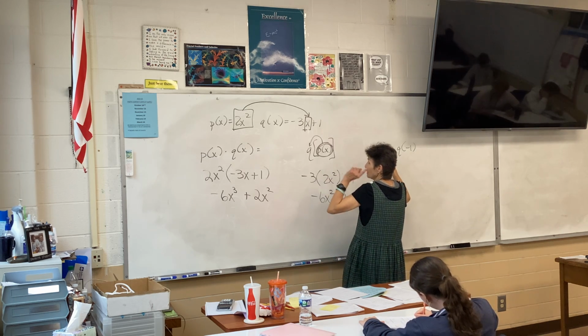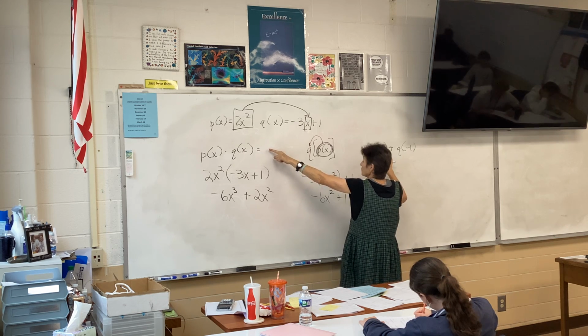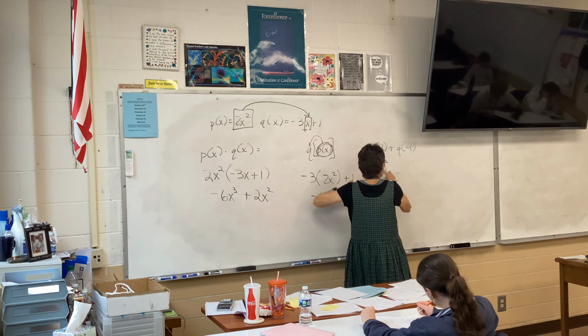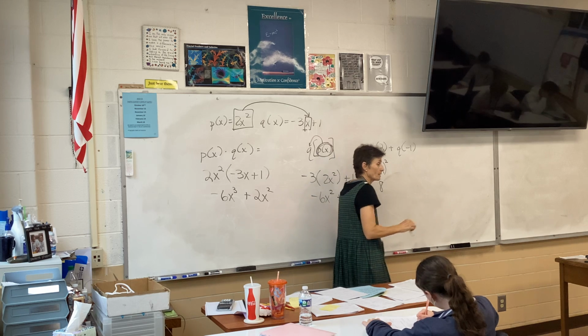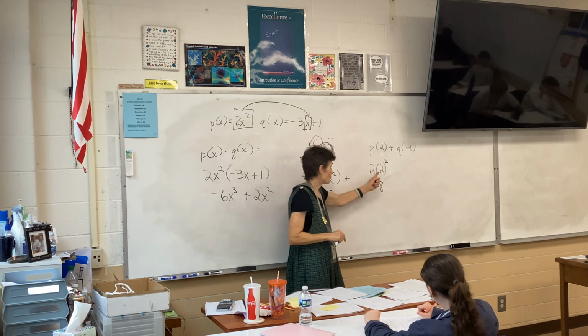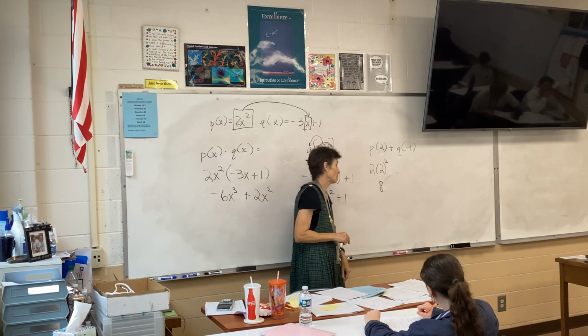So 2 goes into P, so it's going to be 2 times 2 squared. 2 goes right here. So 2 times 2 squared, what does that equal? That equals 8. If you said 16, you're doing it wrong. 2 squared times 2. Order of operations.